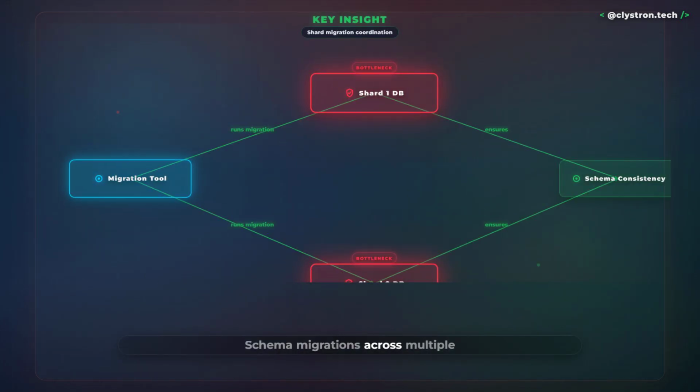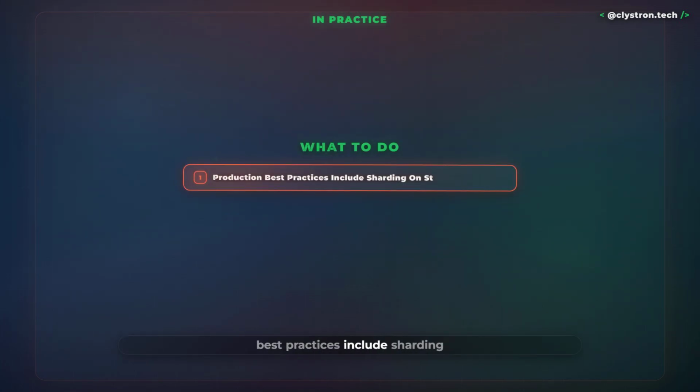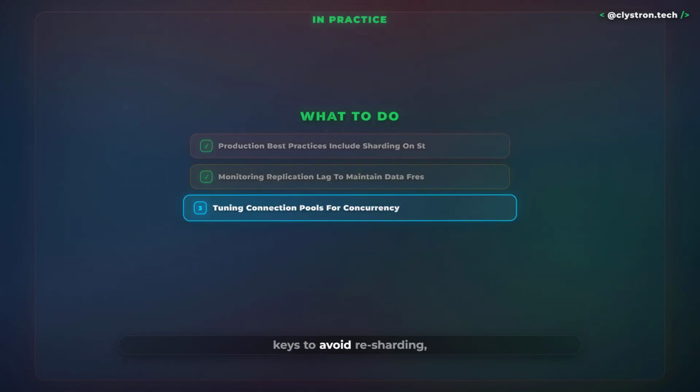Schema migrations across multiple shards require careful coordination to avoid schema drift or downtime. Run migrations sequentially and verify schema consistency across all shards before resuming normal operations. Production best practices include sharding on stable keys to avoid resharding, monitoring replication lag to maintain data freshness, tuning connection pools for concurrency, and automating migrations to ensure system reliability.